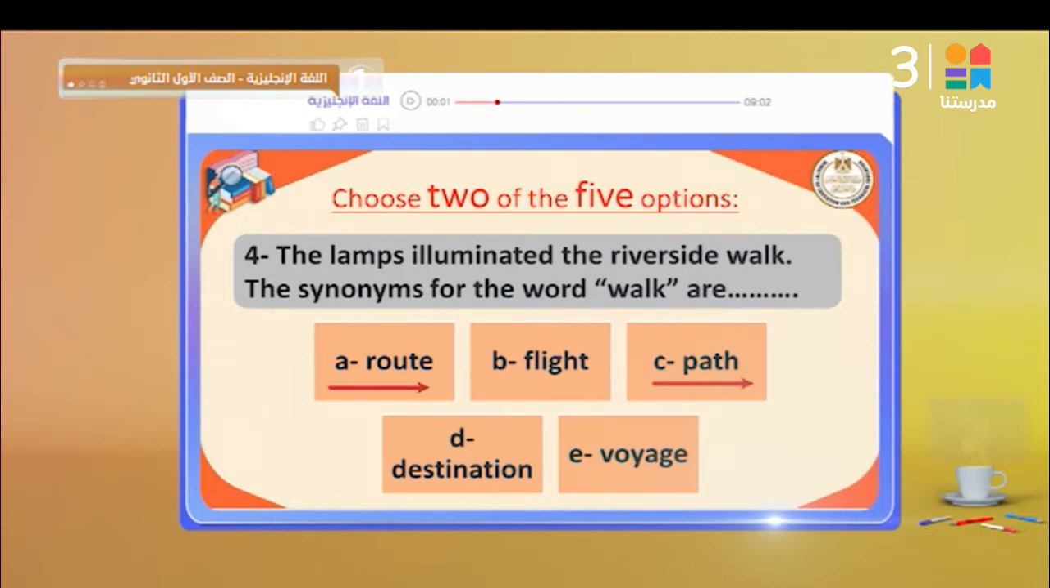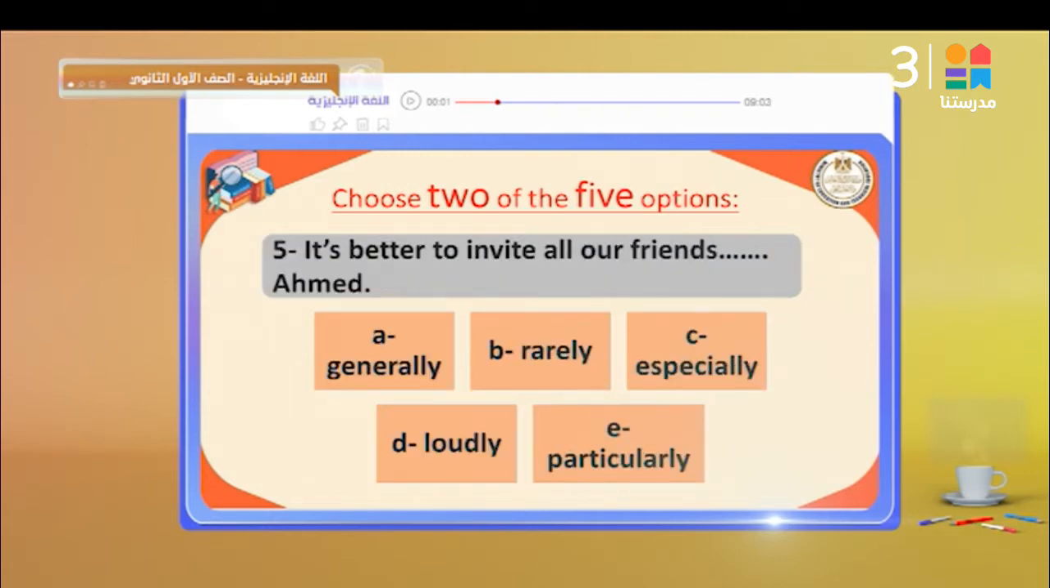Okay? Question number 5. It's better to invite all our friends, space Ahmed. Here I wanted to say I want to invite Ahmed in particular. Particularly Ahmed, I wanted to invite him. So how can I say it? We wanted to invite all our friends.